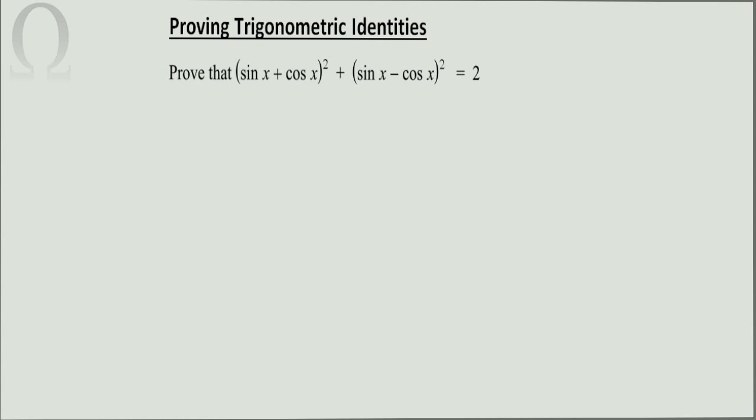A general rule of thumb is to manipulate the more complex side of the equation. The right-hand side of the equation is 2, so we can't do much there. Thus, we will simplify the left-hand side. We start the problem by multiplying out the brackets.